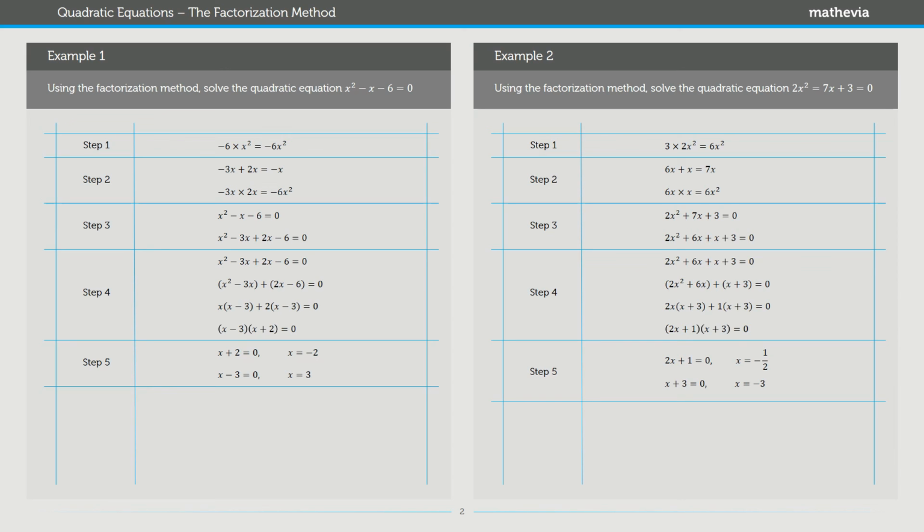And then step 4. We'll write that down again: 2x squared plus 6x plus x plus 3 equals 0. And then we group these in 2's. We have 2x squared plus 6x in one bracket, and we have x plus 3 in another bracket. And then we're going to factorize each of the brackets. So we have 2x squared plus 6x, we have 2x common there, so we can factorize using 2x, and what we have is 2x times x plus 3.